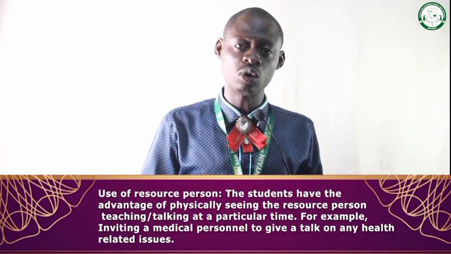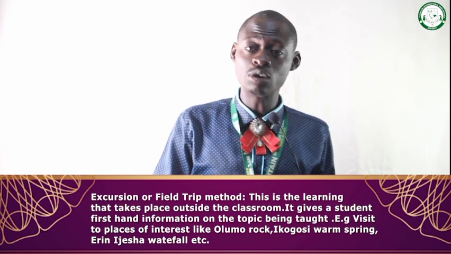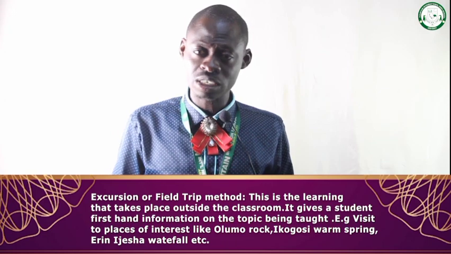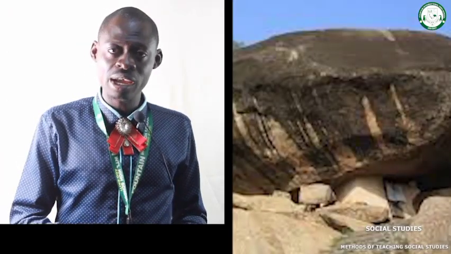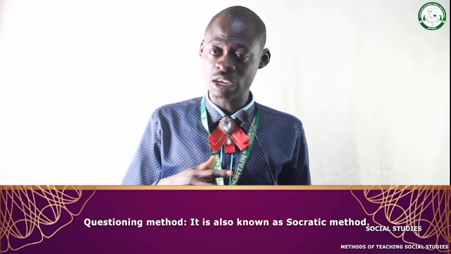And there is one, excursion method. When we say excursion method, that is learning that takes place outside the classroom, whereby students go to places of educational interest. For example, in study of our physical environment, students can go to places like Olumo Rock, Ikogosi Warm Spring, Erinjesha Waterfall, etc. Then lastly, we have questioning method. Questioning method is also known as Socratic method, whereby the teacher asks questions in order to obtain useful information from the student.